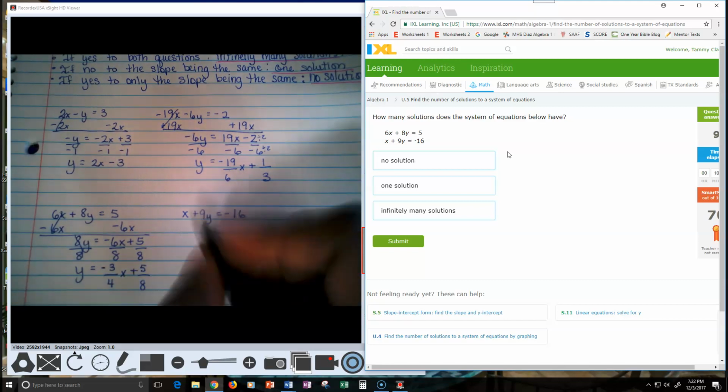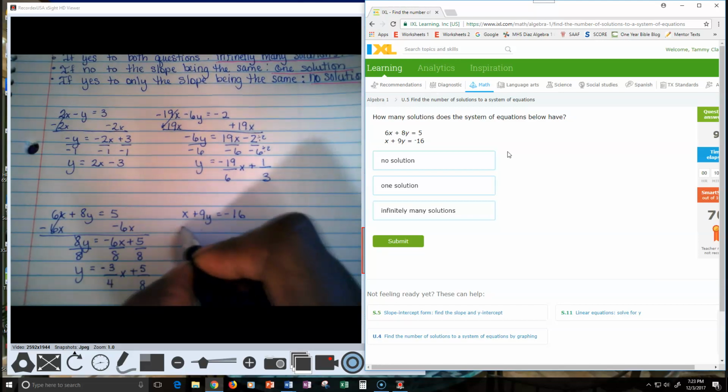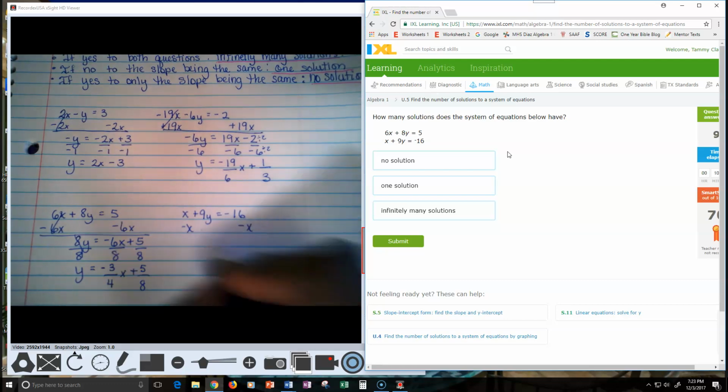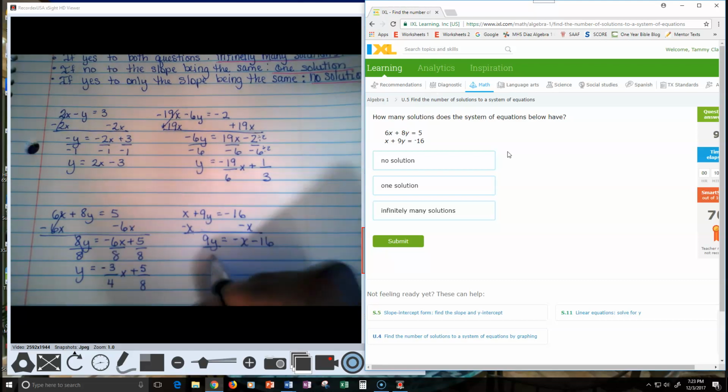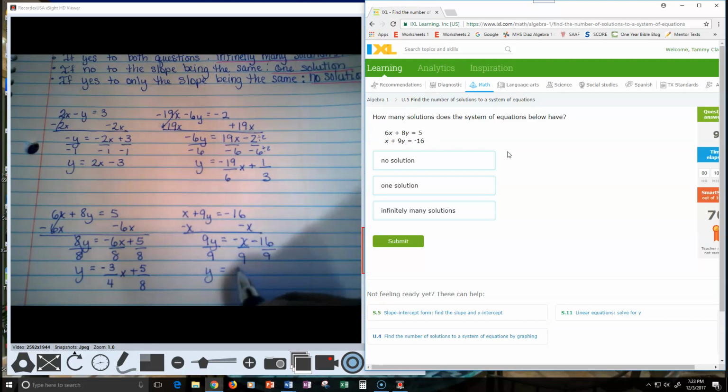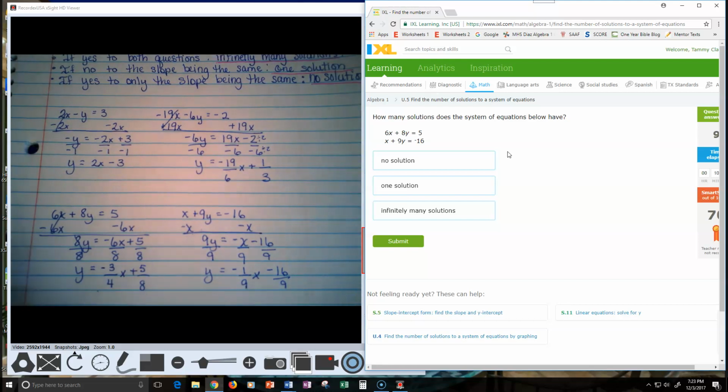So we have that one. Now here, we're going to subtract x from both sides of the equation. I'm left with 9y is equal to negative x minus 16. Divide by 9 for every term. And then we're left with y is equal to negative 1/9 x minus 16 over 9. Compare the slopes. Are they the same? No. So since we said they're not the same, we're going to say it's one solution.